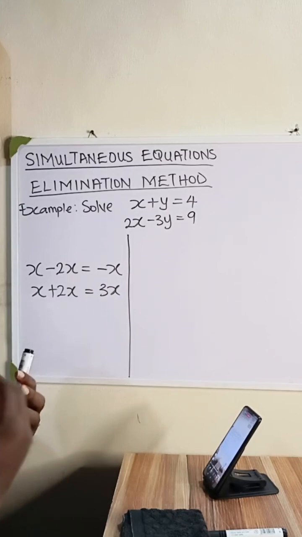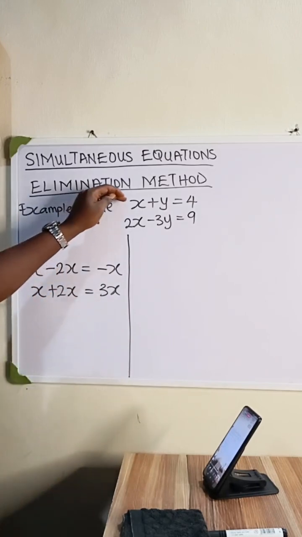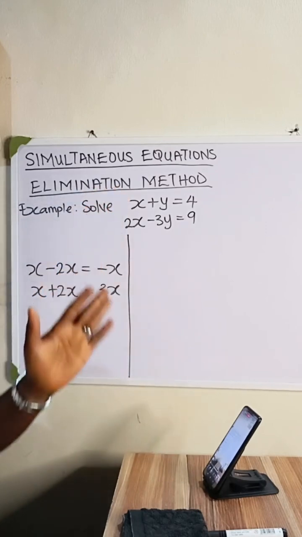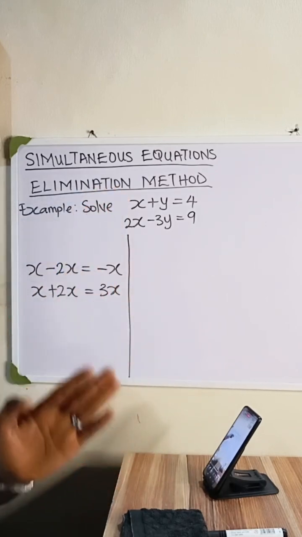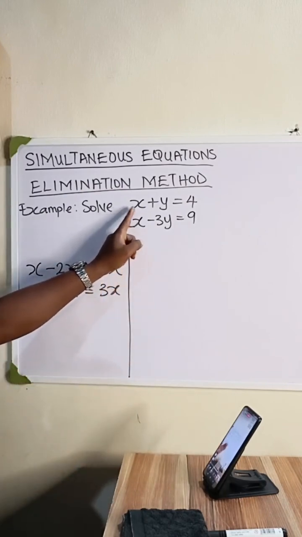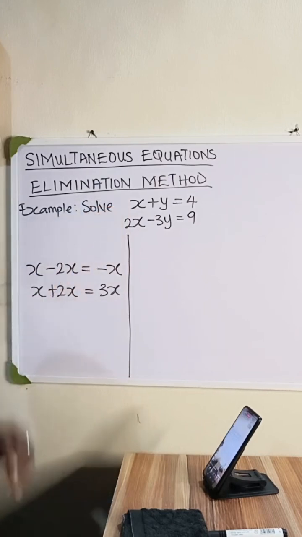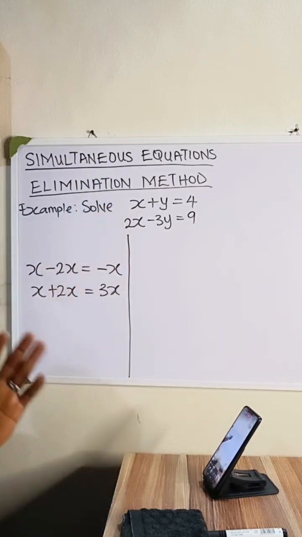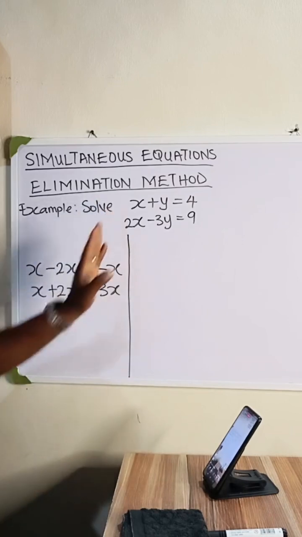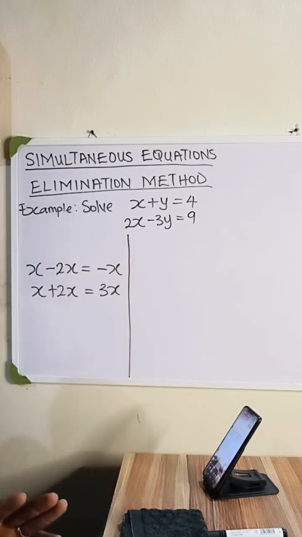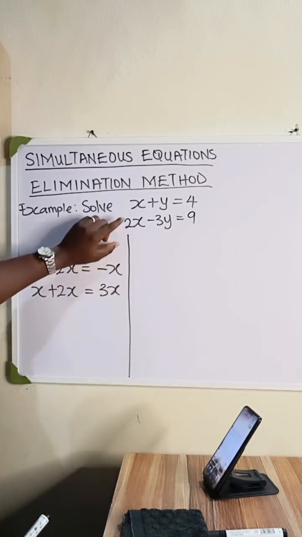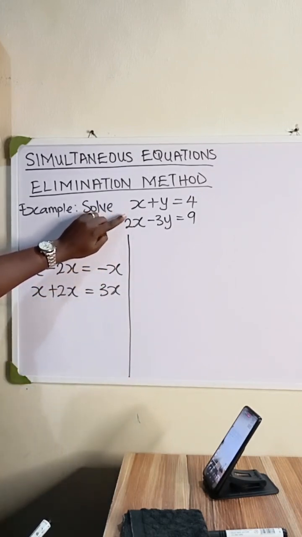In order to cancel out x, we are going to ensure that the coefficient, the number in front of the variable, the number in front of the alphabet, is the same for x in equation 1 and equation 2. So when that happens, then we can cancel out x. But when the coefficients are not the same, we cannot cancel out x. So how do we make the coefficients the same? What we are simply going to do is multiply equation 1 by the coefficient of x in equation 2 and multiply equation 2 by the coefficient of x in equation 1.